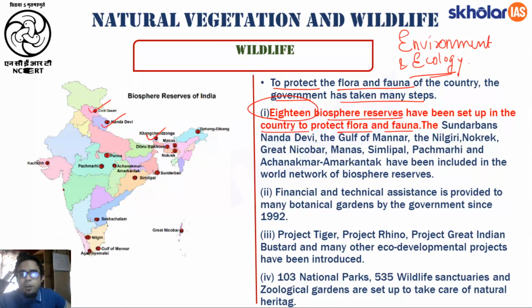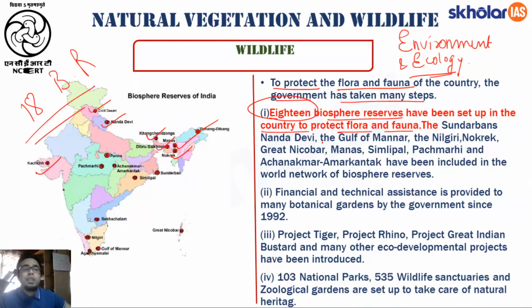Then we have Manas and Dibru Saikhowa, which are in Assam. Then we have Dihang Dibang in Arunachal, then Nokrek in Meghalaya, then the Kutch region in Gujarat. So overall, how many do we have? We have in total 18 biosphere reserves.